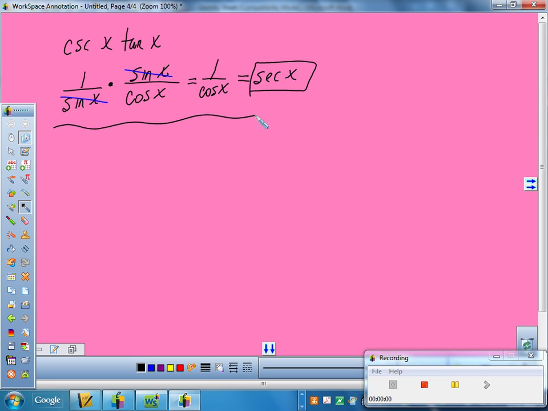Okay, so let us try several more. All right, this one, here's an example. They gave you a tangent with a negative angle in it. You do not want negative angles. What are you going to do about it?